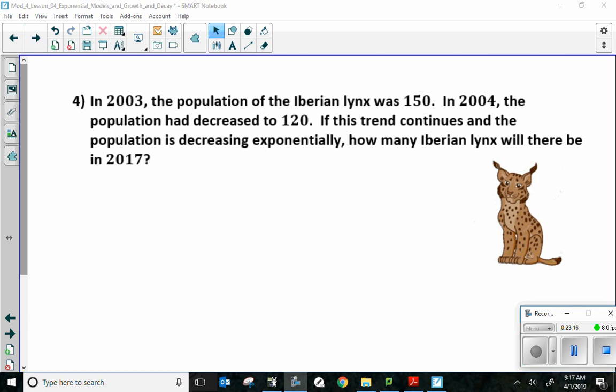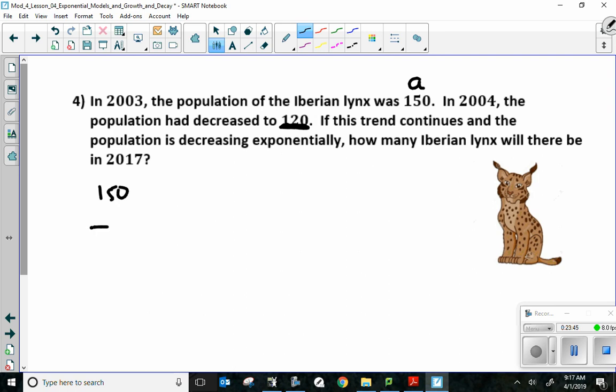I like this one because it throws a curveball at you that you may or may not see coming. All right. So in 2003, the population of the Iberian lynx was 150. Let's call this our starting amount in 2003. In 2004, the population decreased to 120. So it's subtracted by 30, right? I had 150. I now have 120. Doesn't that mean I got to subtract 30? So subtracting 30 is going to help me get my rate.